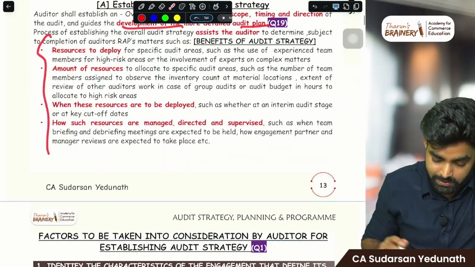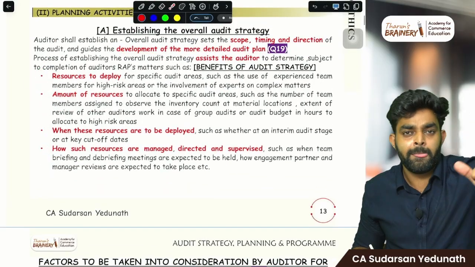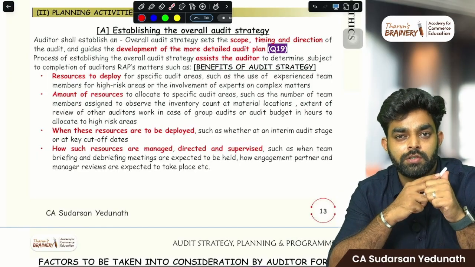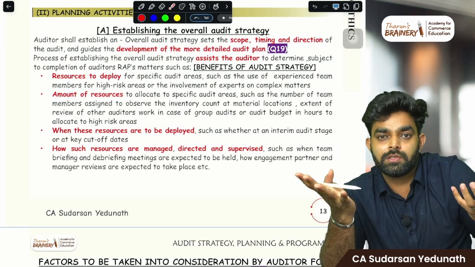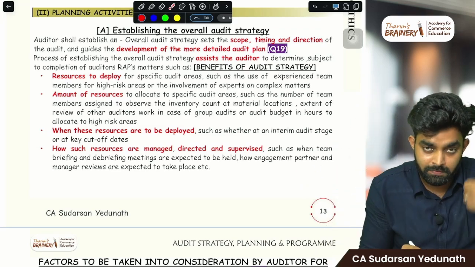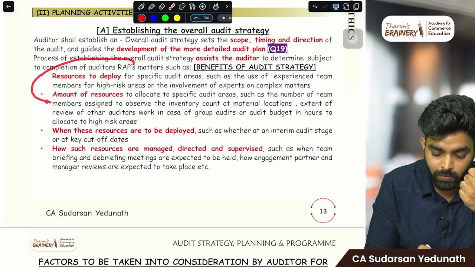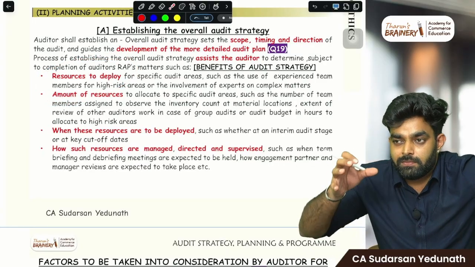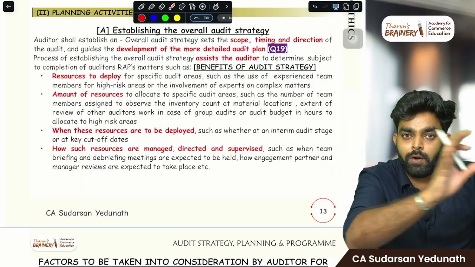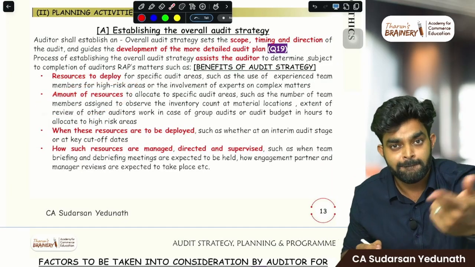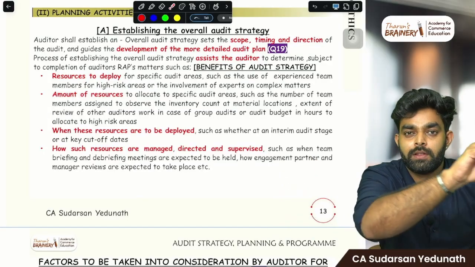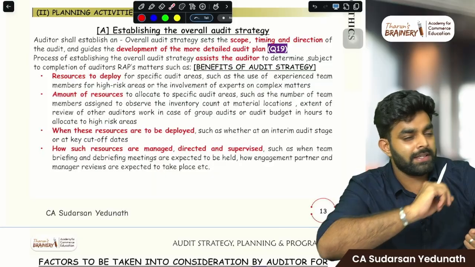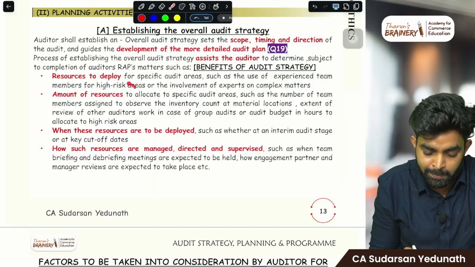What are the benefits of strategy that you get? First, now you have the strategy, right? Now you will understand what are the resources to deploy. Resources means article assistants, all the resources you need to do the audit. So you can understand what resources are to be given to specific audit areas, like how many articles should be applied there. For a risky audit area, we need 3 experienced articles. For a less risky audit area, 1 article is enough. That is the amount of resources.